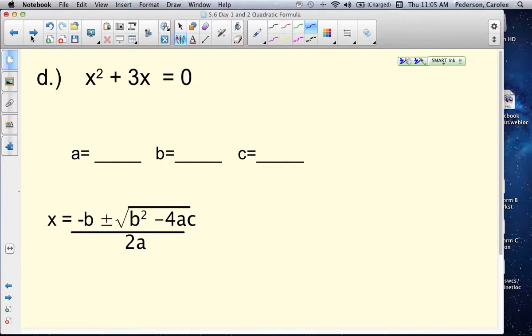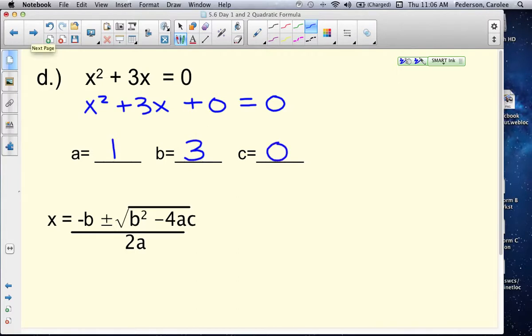Here's our last example. Here's a quadratic equation. It looks a little bit different. It doesn't have a c term. So if I rewrite this as x squared plus 3x, there isn't the c. So I'm just going to put a 0 in for that c so I don't forget about it. So now my a is 1, b is 3, and c is 0. And now we plug it in to the quadratic formula.